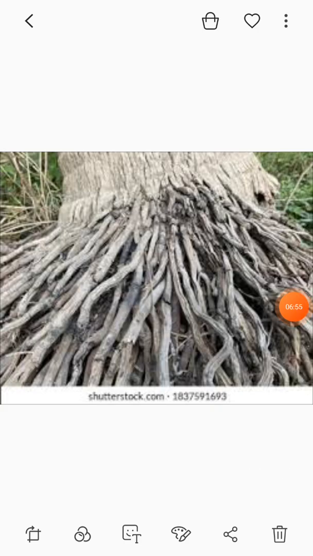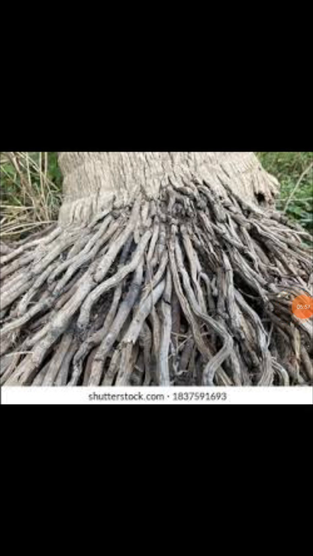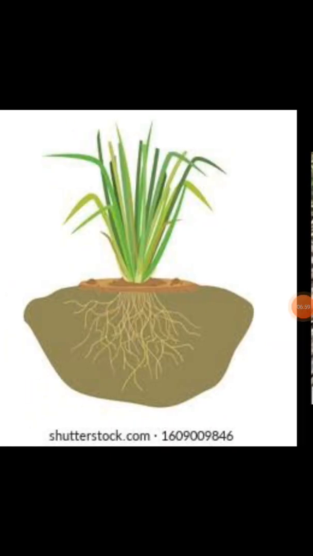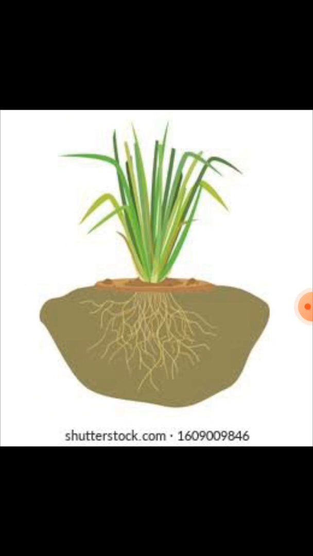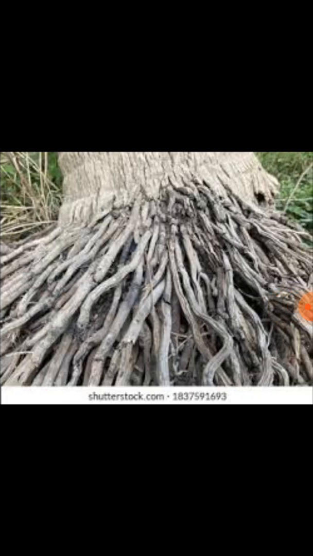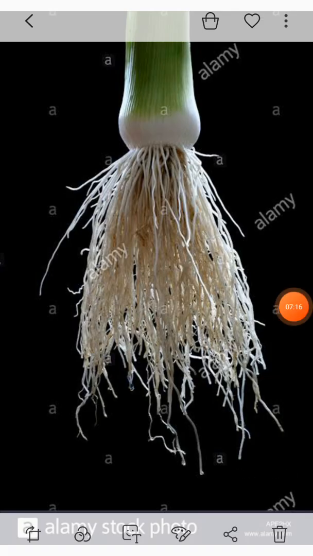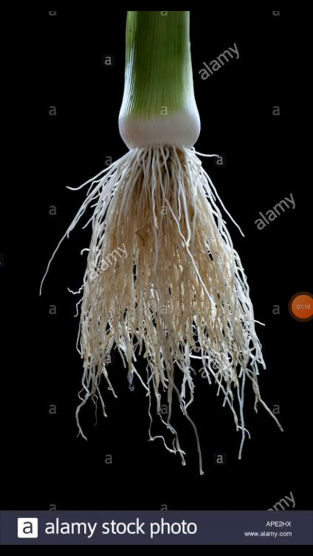Some of the plants like coconut, onion, and grass are the examples for fibrous root. They do not have a main root, they have fibrous root. Look at this onion also, it's spring onion, how the roots have spread out.